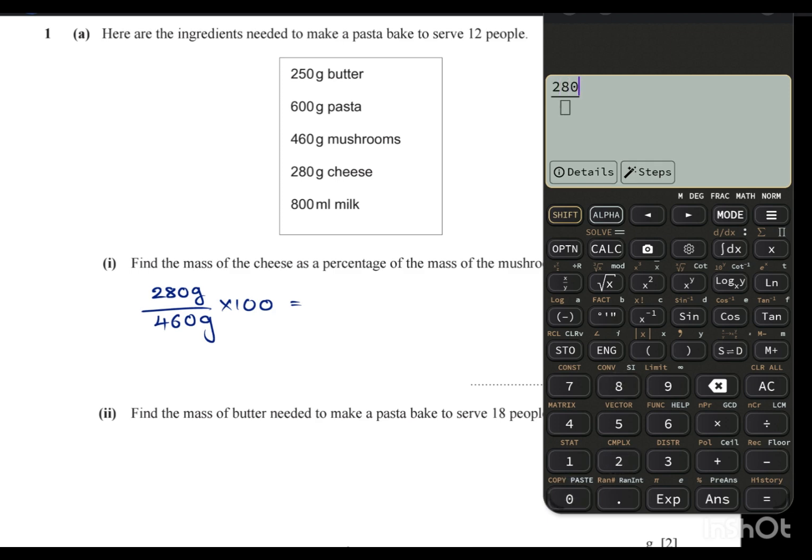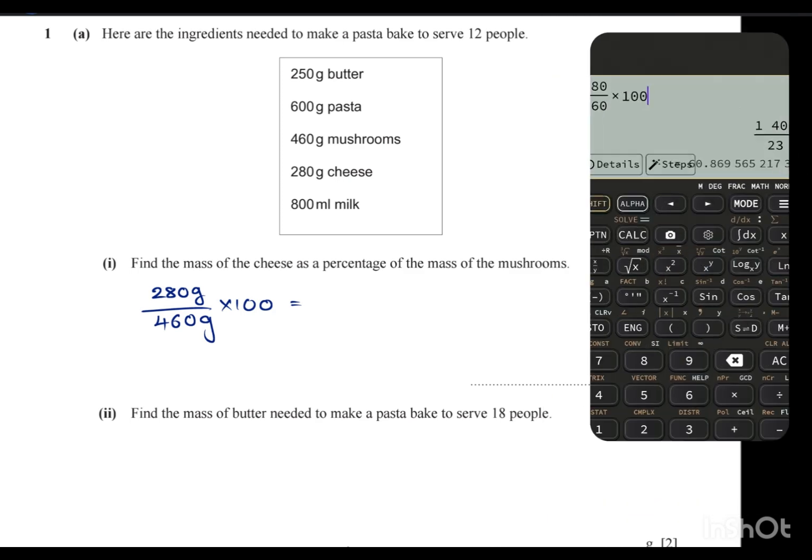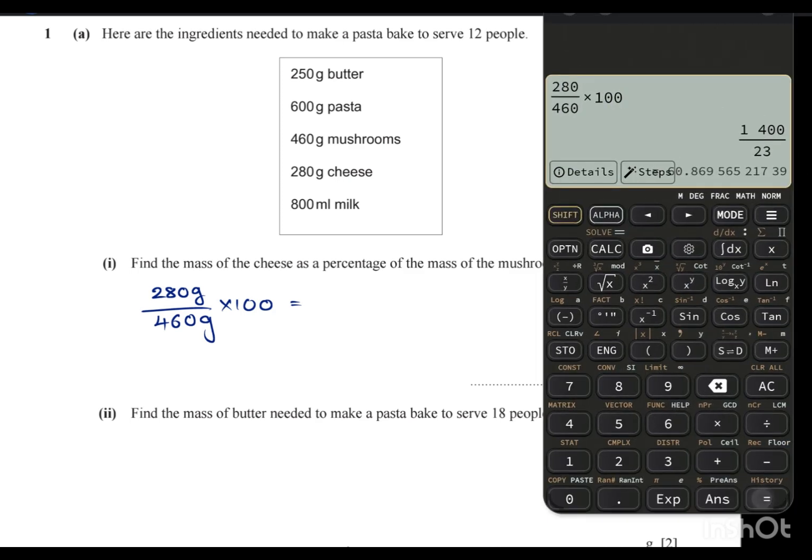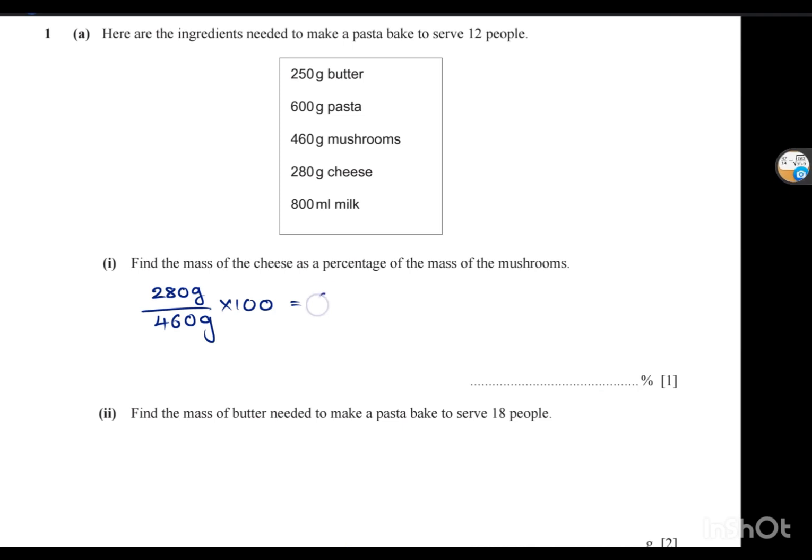280 by 460 multiplied by 100. So the answer is 60.869. So we can write it as 60.869, that is 60.87%.